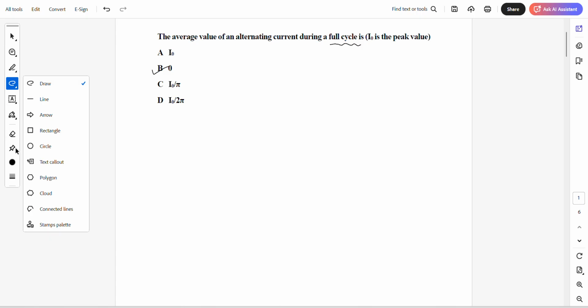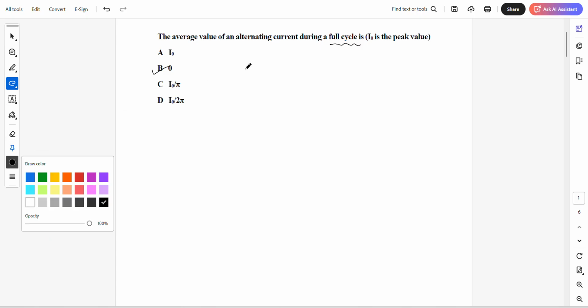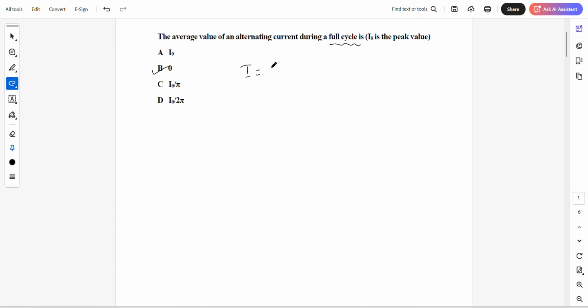We know that I is equal to I naught sine of omega t. What is omega? Angular frequency, which is given by 2 pi by T.